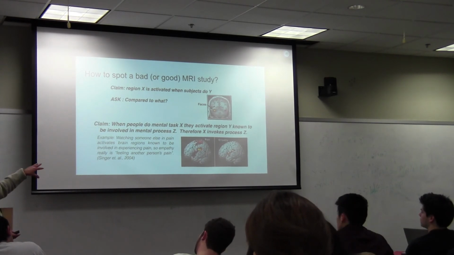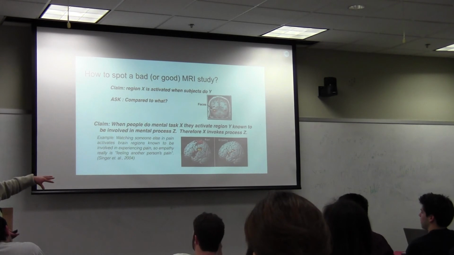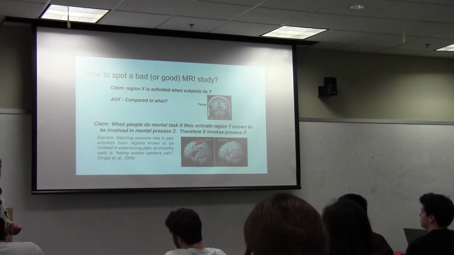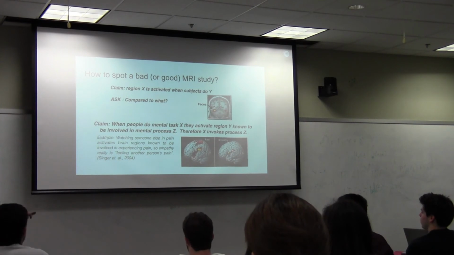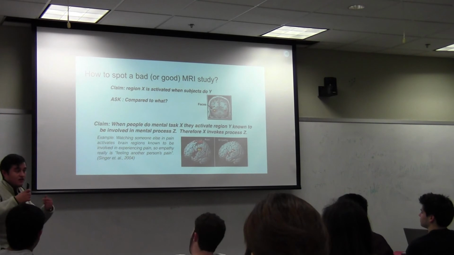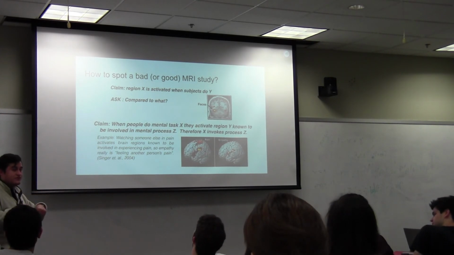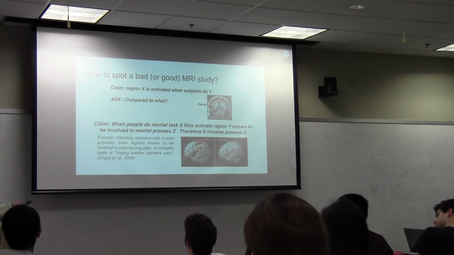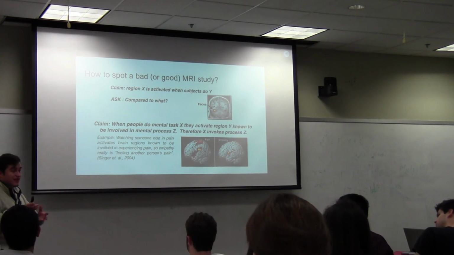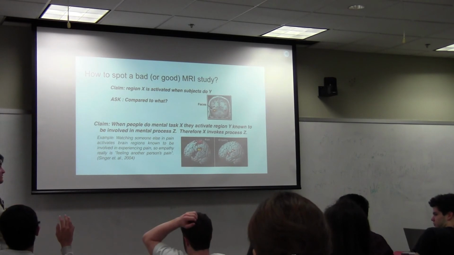And then finally, he talked about this stuff called reverse inference, where basically you say, okay, we know that X invokes process Z in the brain, and now our study is showing that Y invokes process Z. So therefore, the activity we're viewing, which is process Y, goes back and invokes process X. Now you can do that, and that's done a lot in MRI, and if you do that properly, that's fine. But oftentimes people don't have a strong enough argument and just make a conclusion based off of that.